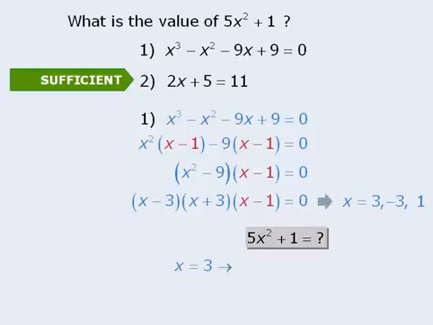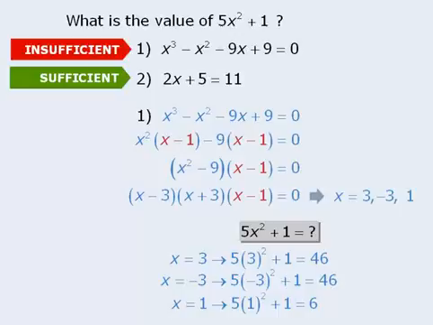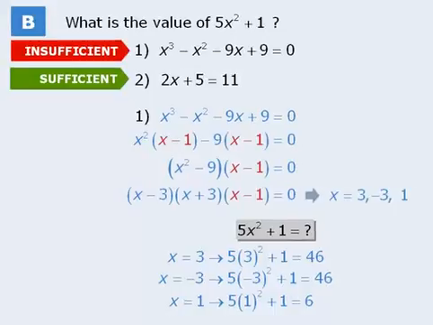Well, if x equals 3, then 5x squared plus 1 will equal 46. If x equals negative 3, then the expression evaluates to be 46 as well. If x equals 1, then the expression evaluates to be 6. Since the three values of x fail to yield just one answer to the target question, statement 1 must be not sufficient, which means the answer is B.